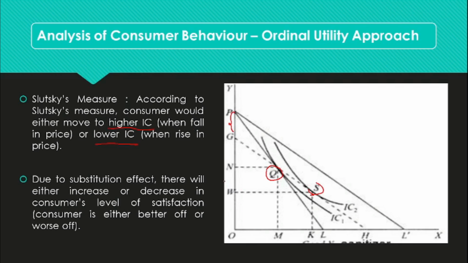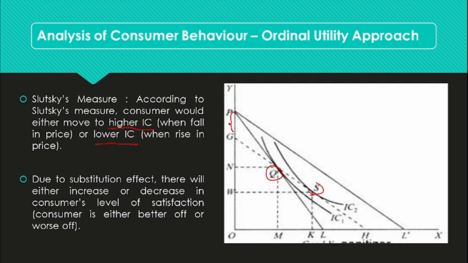And vice versa, if there is an increase in the price of one of the commodities, then we will have just the opposite of this. We will have a lower imaginary budget line, and it will of course be tangent to the lower indifference curve. So the consumer will actually move down because he has a lesser amount of money income. So the conclusion, according to Slutsky's measure, is that when there is an increase in the price, there is a lower level of satisfaction, and when there is a decrease in the price of one of the commodities, the consumer will enjoy purchasing at a higher indifference curve.